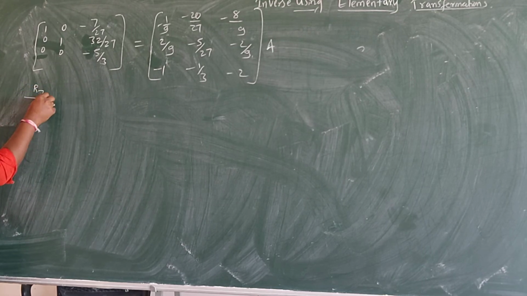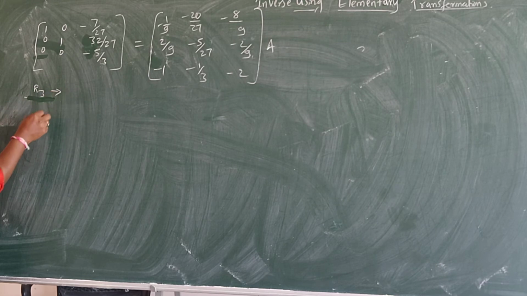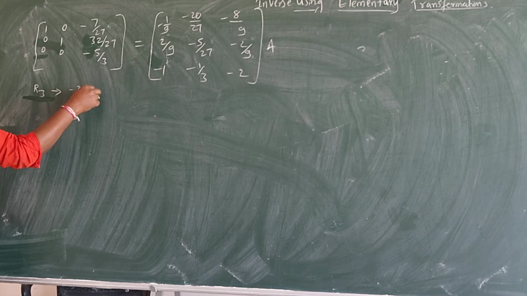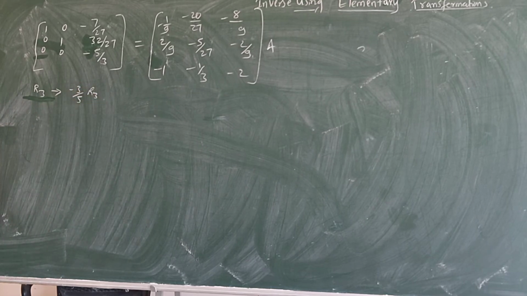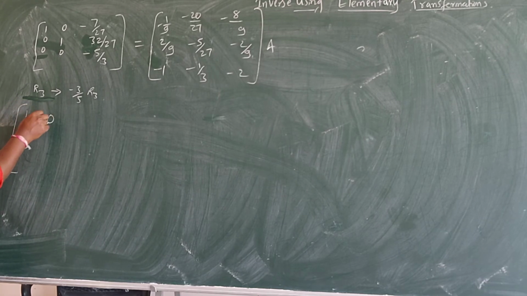R3 divided by, I do one thing. R3 implies minus 3 by 5 R3. So what I get here now? This is equal to 1, 0.